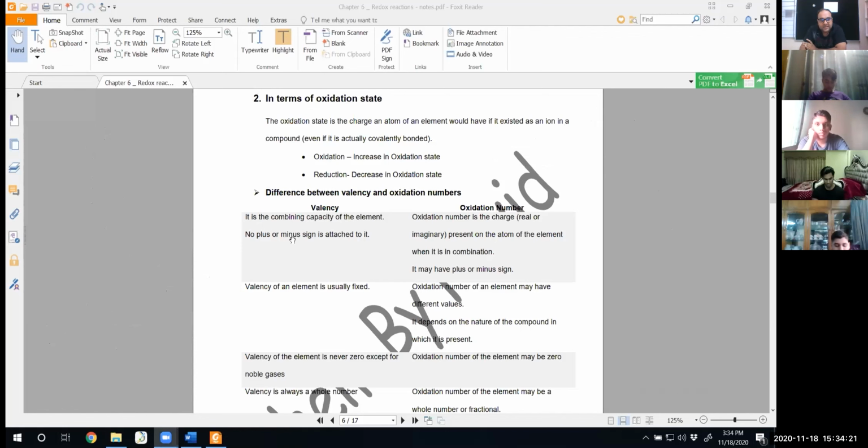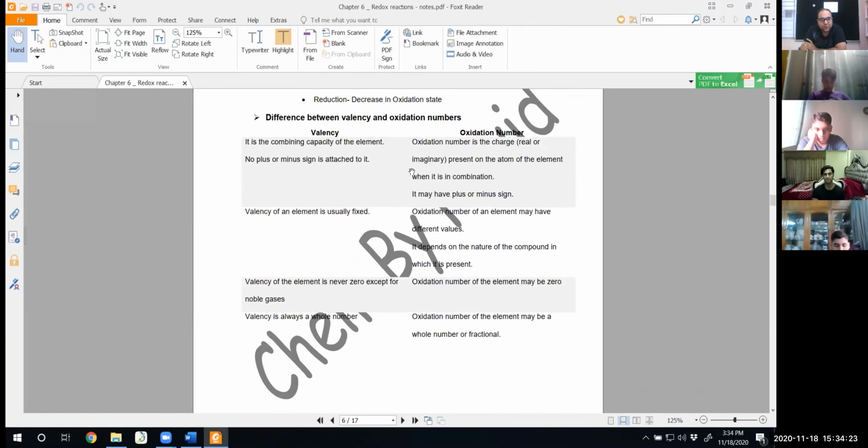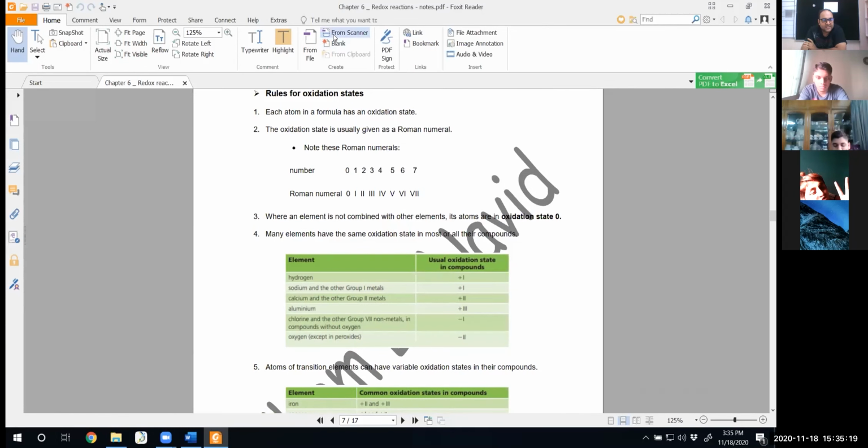So these are a few points which show the difference between valency and oxidation number. So, rules for oxidation states. Each atom has an oxidation state. It's represented as Roman numerals. That is the reason we don't write iron 2 chloride. We write it as iron(II) chloride. So the oxidation number is always represented as a Roman numeral.